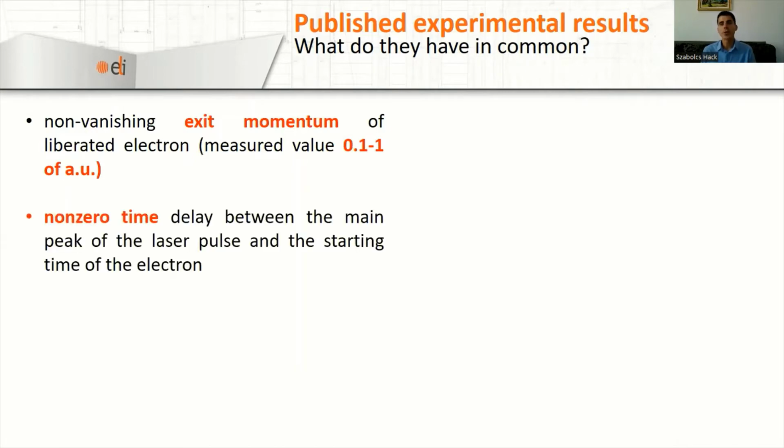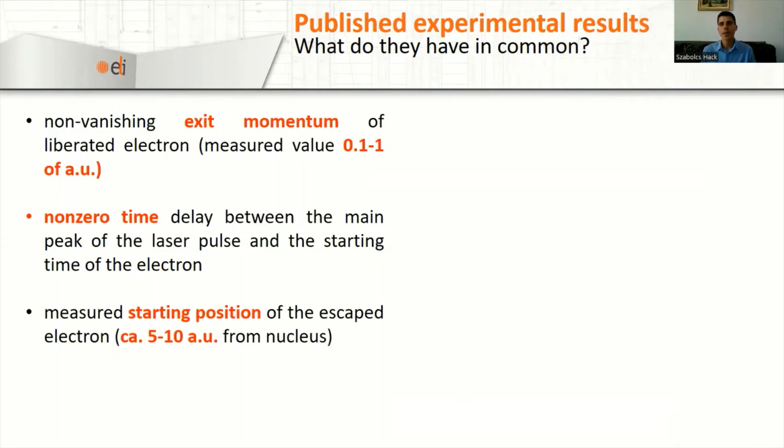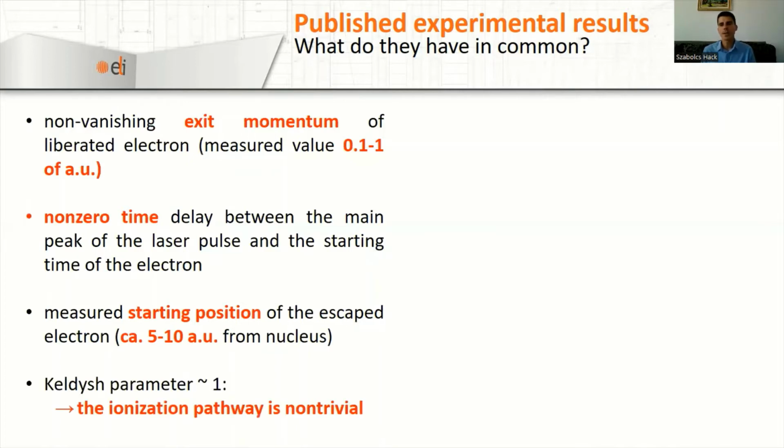They also measure a non-zero time interval between the main peak of the laser pulse and the instant of the liberation process. It is often called tunneling time or tunneling time delay. There is a measurement of the starting position of the escaped electron, which is 5 to 10 atomic units. For most experiments, the Keldysh parameter is around 1. This means the ionization pathway is non-trivial, so we cannot think of it as pure tunneling ionization.